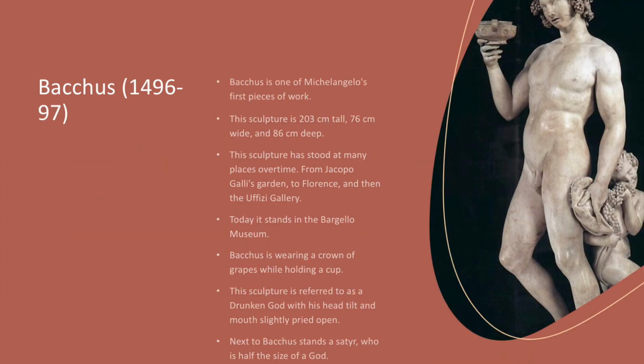So first, we have Bacchus. Bacchus is one of Michelangelo's first pieces of artwork. This sculpture stands at 203 centimeters tall, 76 centimeters wide, and 86 centimeters deep.